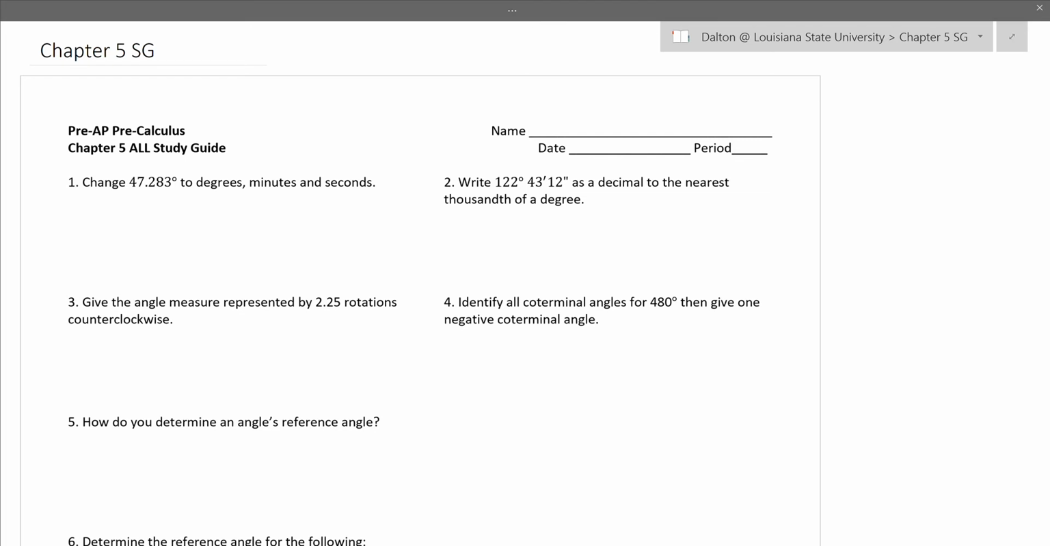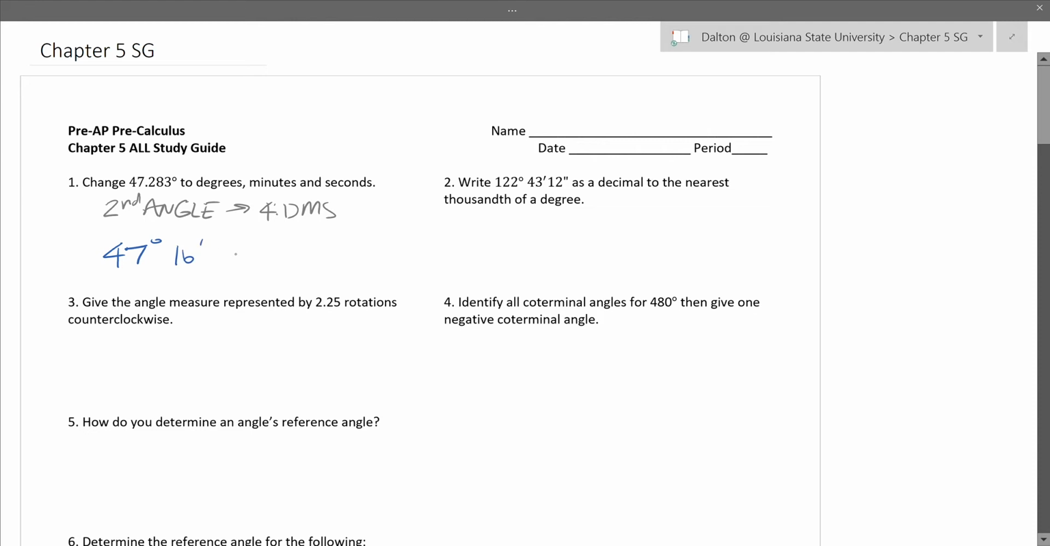So recall there's actually a function for this in your calculator. Of course you could do it by hand, but since you have access to the calculator, basically you will use the second angle button, and then number 4 says DMS, literally degrees, minutes, and seconds. So if you type it in exactly as you see it, hit second angle number 4, you should get 47 degrees, which is obvious because we knew that. 47 degrees, 16 minutes, and 58.8 seconds.